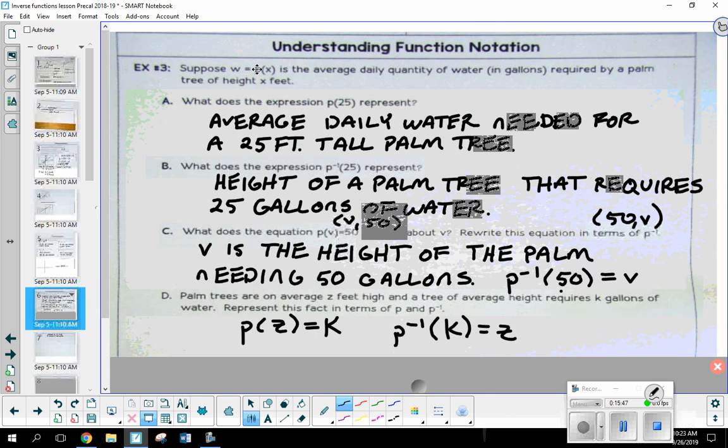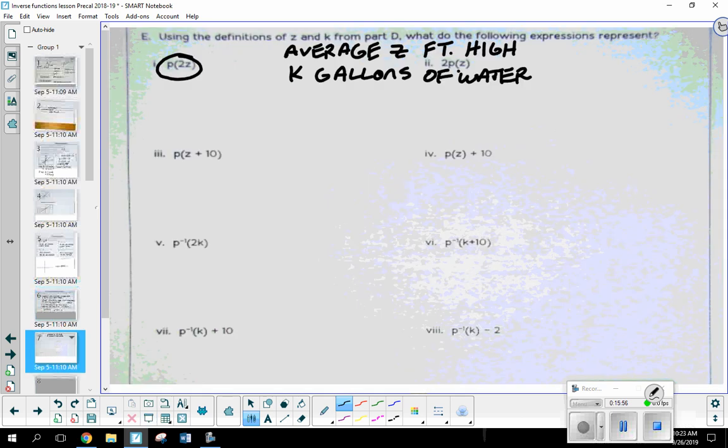Now, they went ahead and identified the height as Z, K is the number of gallons of water, because the next section will be using the same quantities. So we've got 8 different statements here. You'll notice the first 4 are the regular function P, where height is the input, water is the output. But starting with number 5, it's the inverses. So remember, we're going to switch those quantities. But also, you have to decide, are you affecting the input or are you affecting the output? And you have to know what is the input in this scenario, for the original function and then for the inverse.